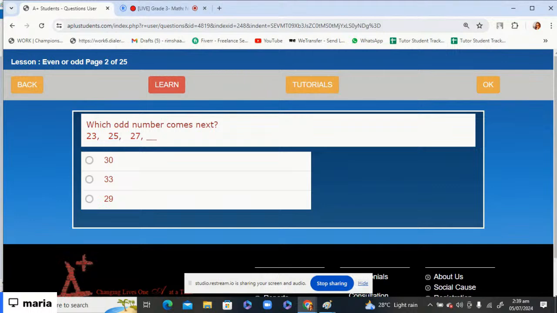It's 23, 25, 27. So what's the next number that comes? 29. Very good. Option C.